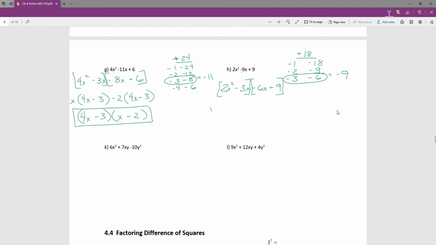Factoring by grouping, I have an x common to the first two terms, and I have a -3 common to the second two terms. And so now I have that bracket in common, and factoring it out, I'm left with the x minus 3. Again, no shortcut from the number puzzle to your answer.